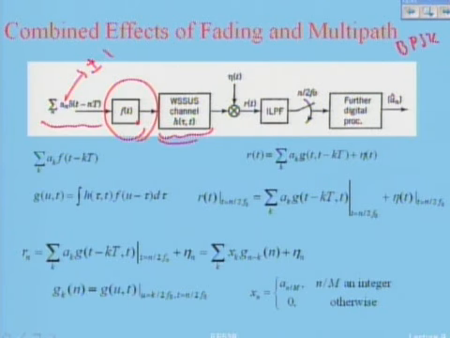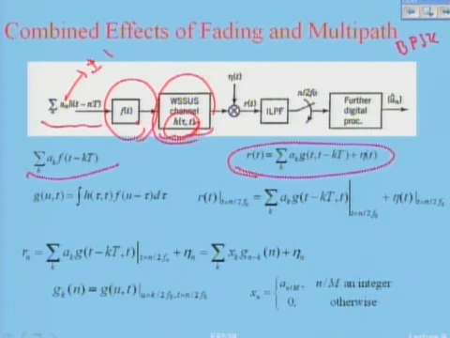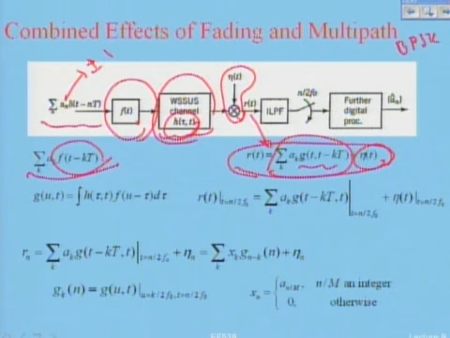This channel has impulse response h of tau and t, if you remember. Channel impulse response is a function of time and what? Delay of arrival of different paths. So if this is my transmitted pulses, the received pulses would be this thing plus additive noise. What is this g? g is the convolution of this f and this h, which is given by this equation.